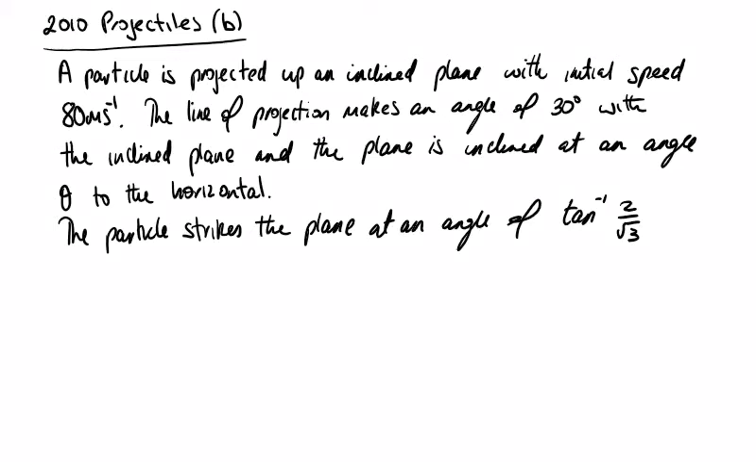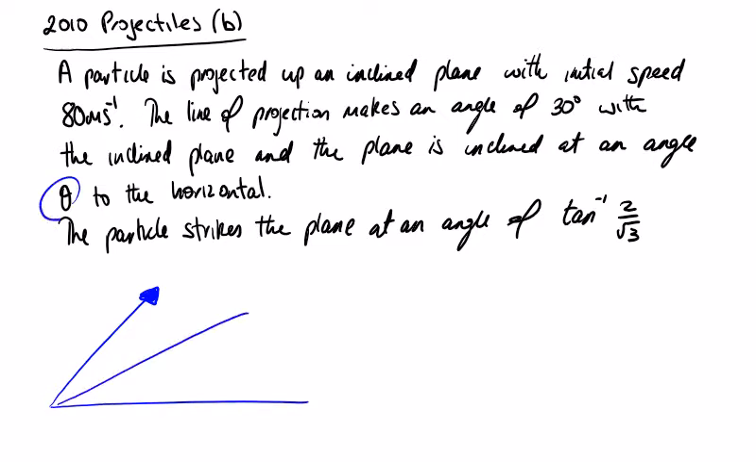And projectiles, part B. A particle is projected up an inclined plane with initial speed 80 meters per second. The line of projection makes an angle of 30 with the inclined plane, and the plane is inclined at an angle theta to the horizontal. The particle strikes the plane with an angle of the inverse tan 2/3. And there was no diagram given this year.